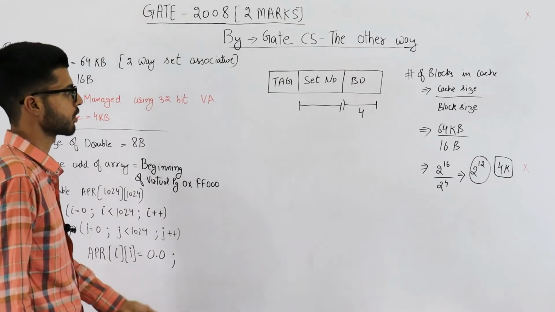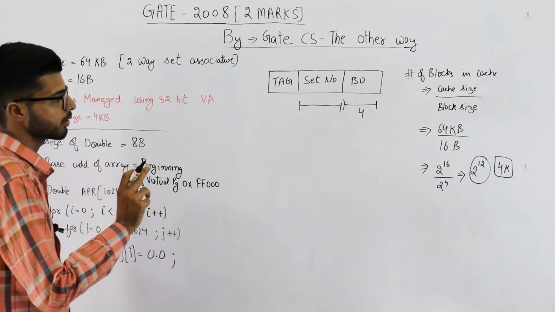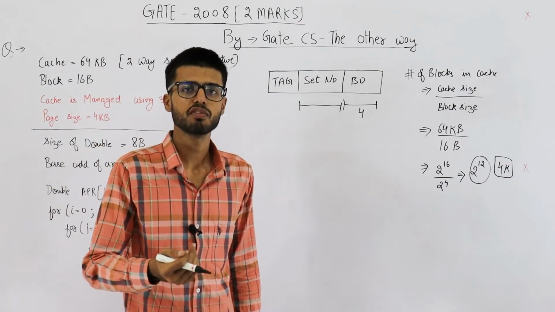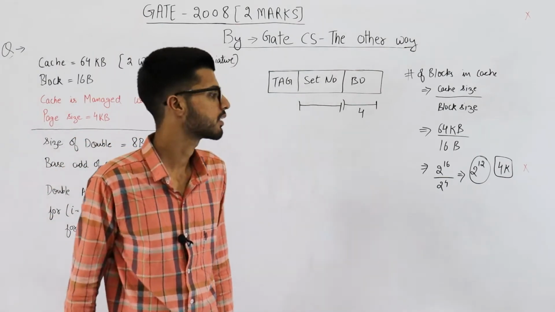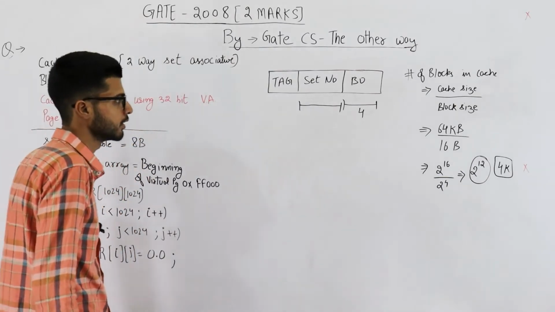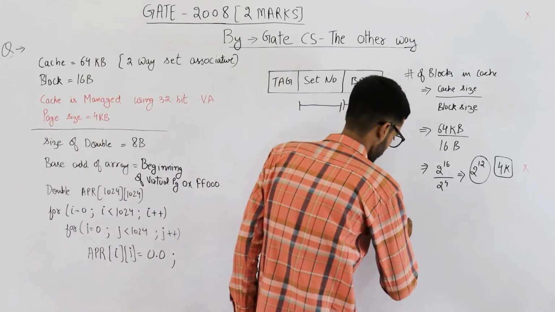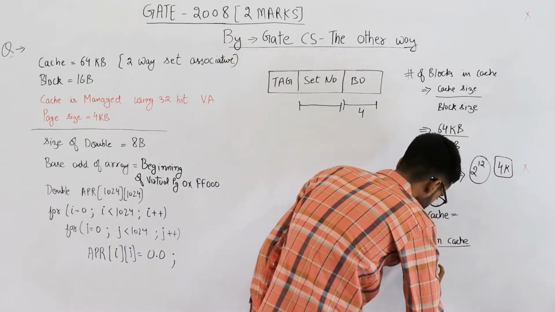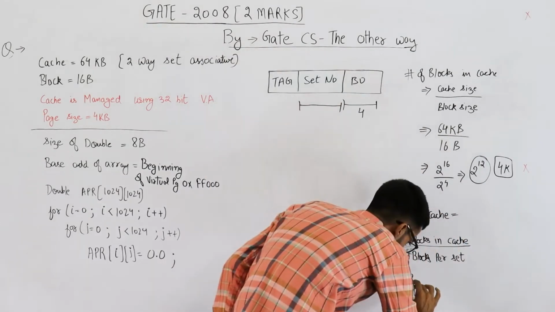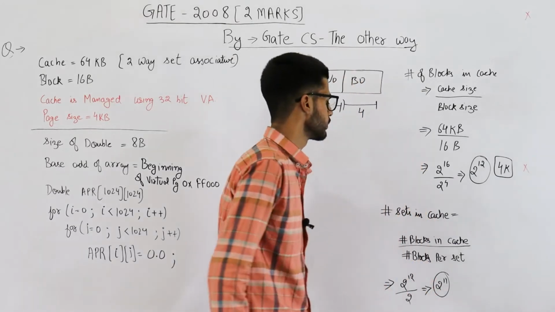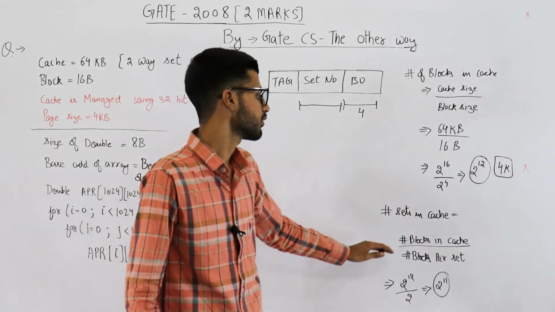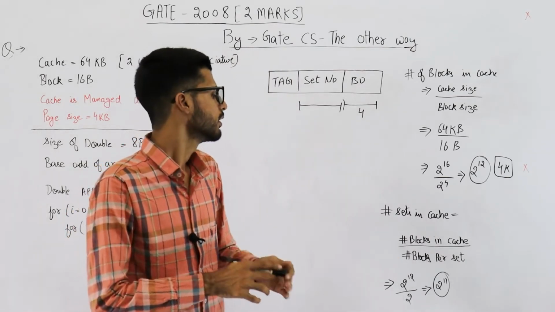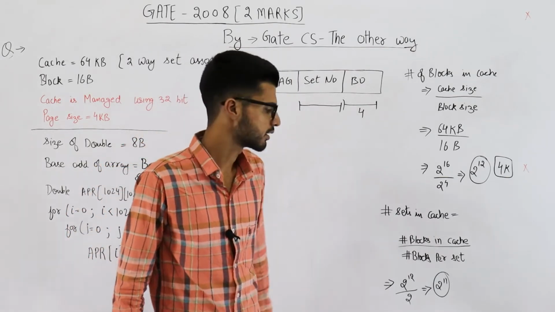Now let's find the number of sets. The number of blocks are these many. If I divide it by the number of blocks in one set, certainly I'll get the number of sets in the cache. So the number of sets in cache will be the number of blocks in cache divided by the number of blocks in one set. That means cache size divided by set size.